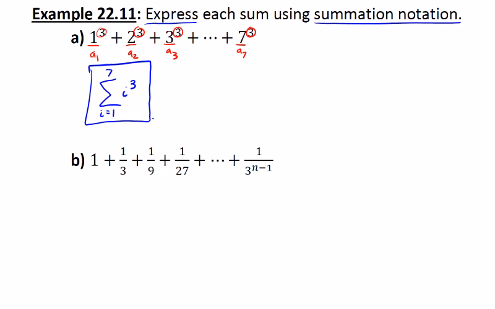Part B is going to be very similar. With Part B, I have my A1, A2, A3, A4, and then what looks like the AN term. I don't have a specific value for n on this one, and so I don't really know what else to do with it, so I just call it AN. So let me start with my sigma symbol, and I'm going to pick my index again. I'm going to use I.